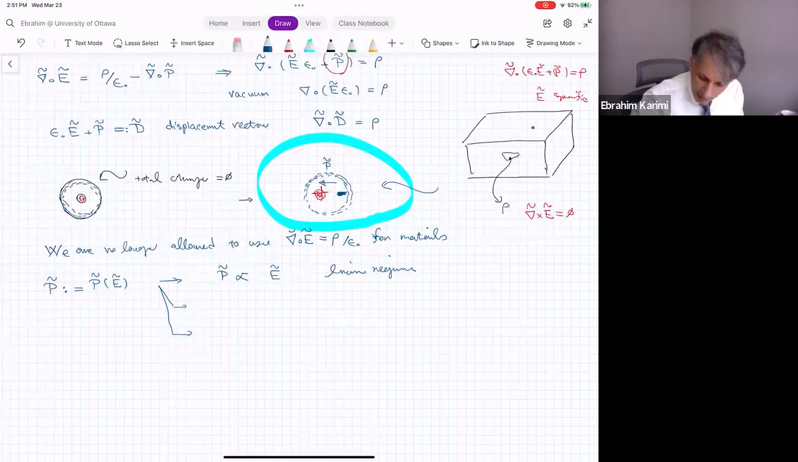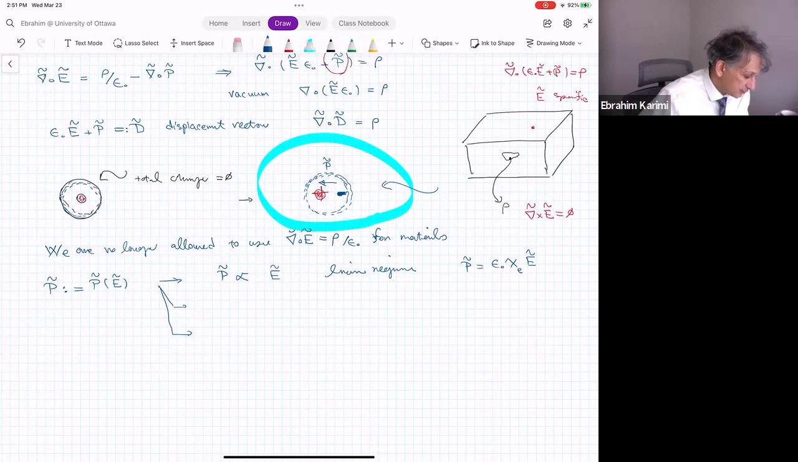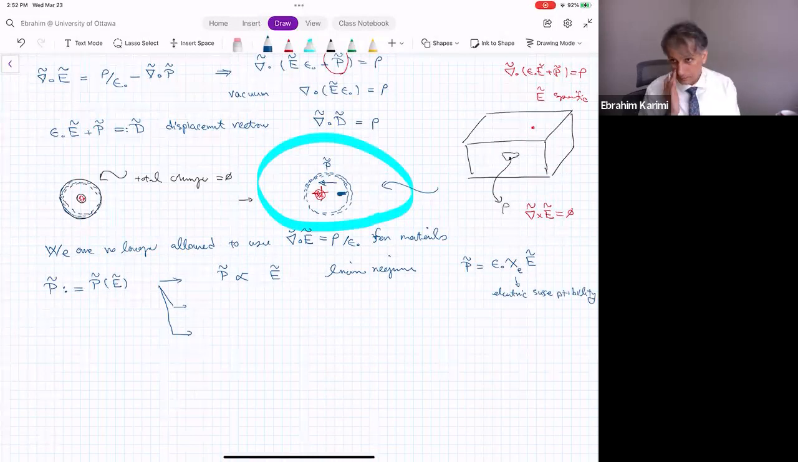Okay, we don't like to go with proportionality. Usually we make it equal, so we go with P equal to epsilon 0 chi E. And usually we call this chi the electric susceptibility. Usually I'm not so good with names, guys. All right.